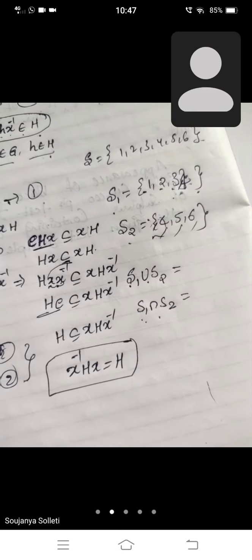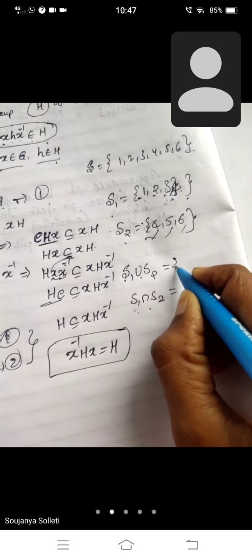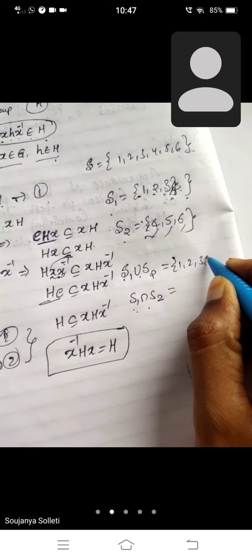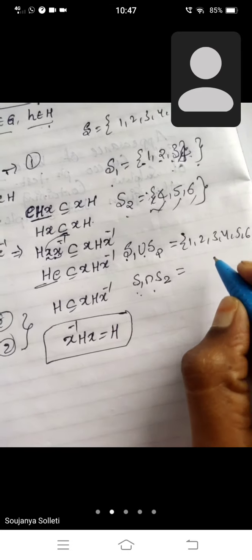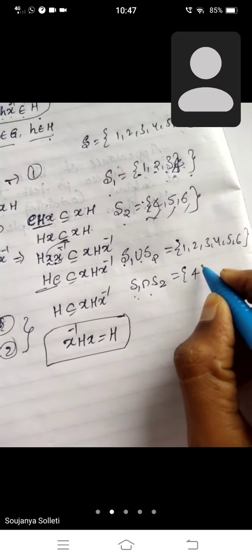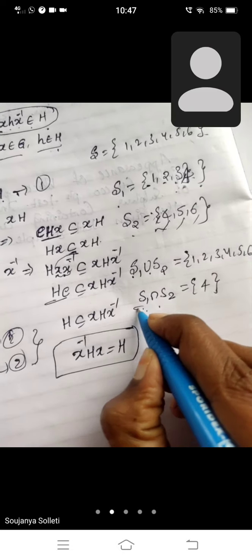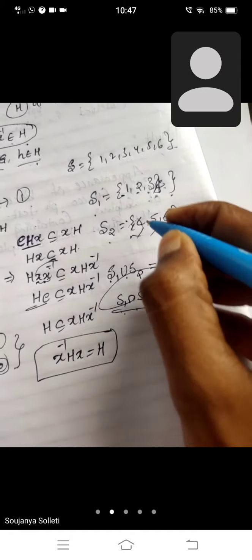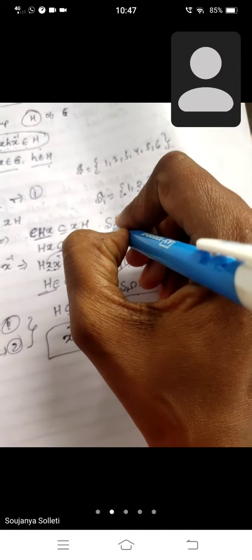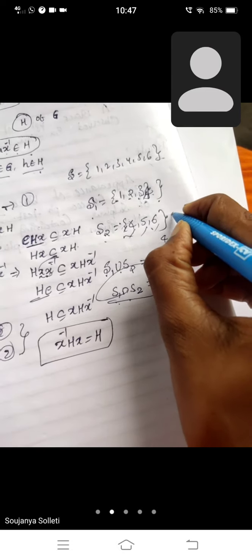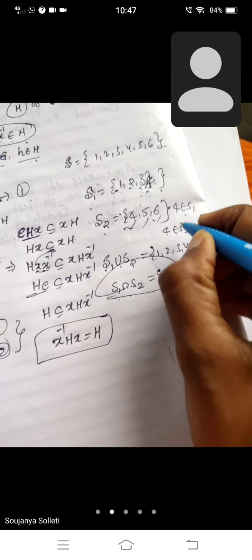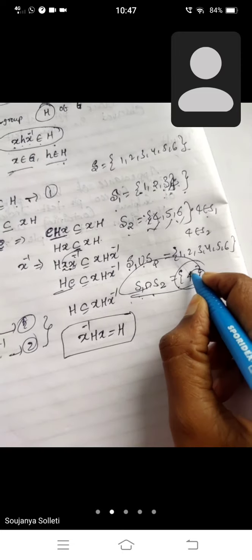Okay, next, S1 intersection S2: 1, 2, 3, 4, 5, 6. Only 4, because intersection is nothing but the elements which belong to both the sets. 4 belongs to S2, and 4 belongs to S1. That's why S1 intersection S2 is equal to 4.